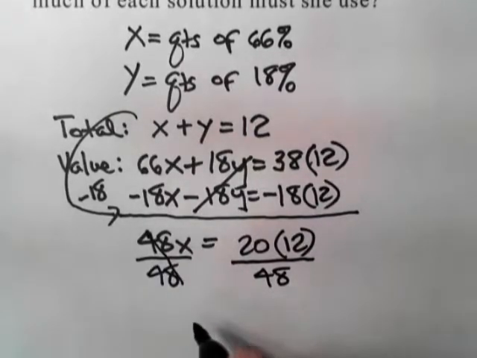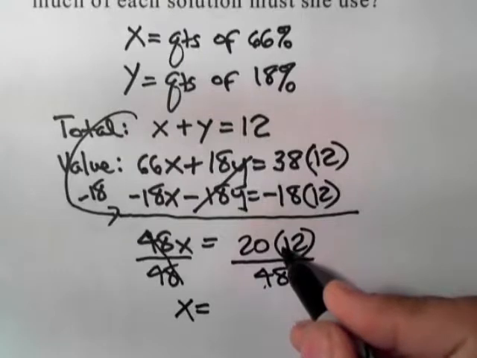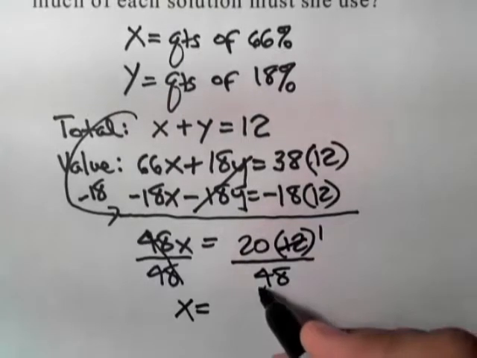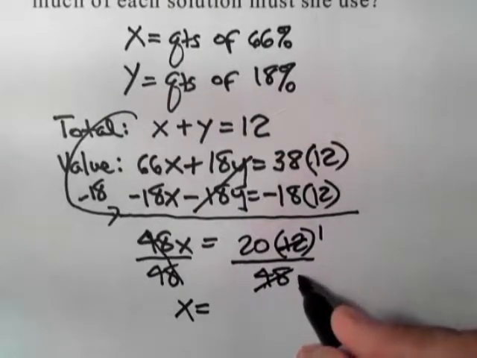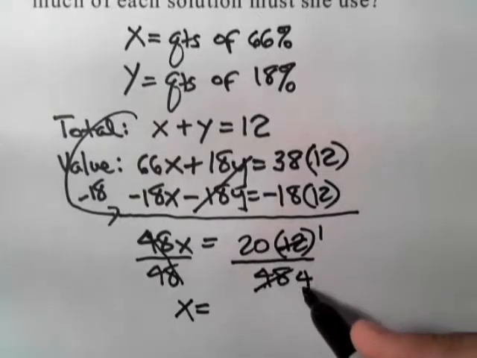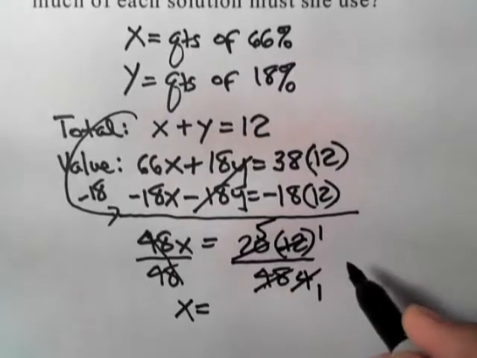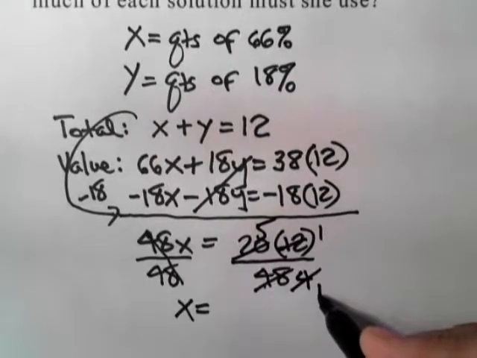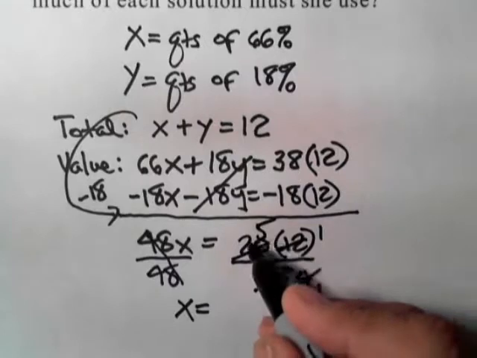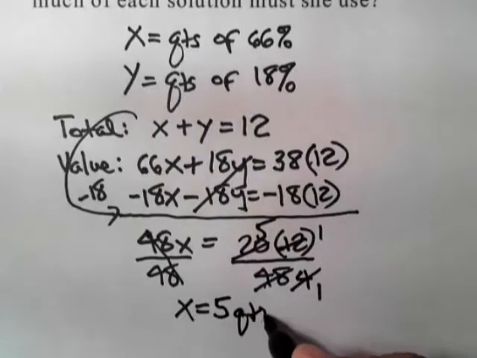The 48's cancel here, of course, so we get x equals. Now, 12 and 48 reduce into each other. 12 goes once, into 48 it goes 4 times. And notice 4 reduces into 20. Remember, you can just keep reducing. And so we don't end up with a denominator. That's 1. The numerator is 5 times 1, so we get x equal to 5 quarts.